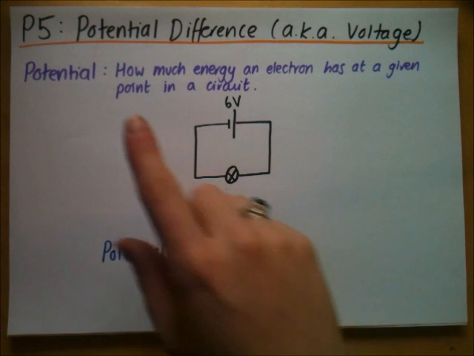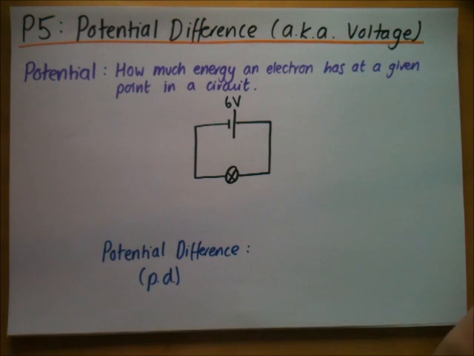Okay, so potential in physics is how much energy an electron has at a given point in a circuit. That's all it is. So electrons have more energy at some points and less energy at other points because they're giving it out to components, they're taking it in from the battery. And it's really important to know what that is. So potential is how much energy an electron has at a given point in a circuit.